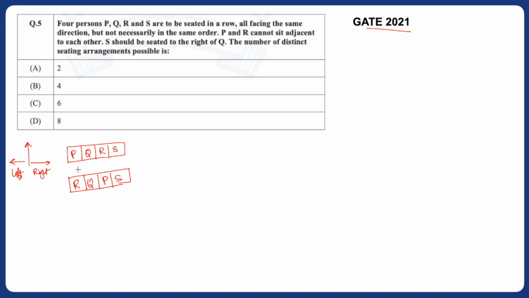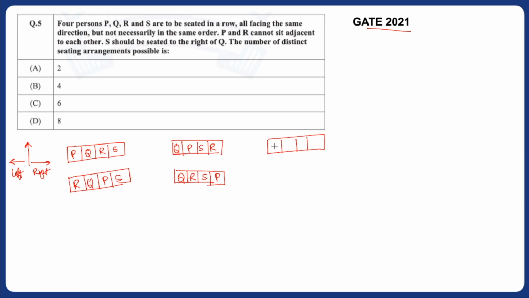Are there more arrangements possible? Yes, there are more arrangements possible as well. What I can do is make my Q sit here and S sit here. Now again, P and R can be seated like this. Again, you can switch the positions of P and R, and you are going to get Q and S in their own places, with R and P like that. So you got 4 arrangements till now. Can we have more arrangements? Yes, we can. How to do that? Let's try to do it in this way.